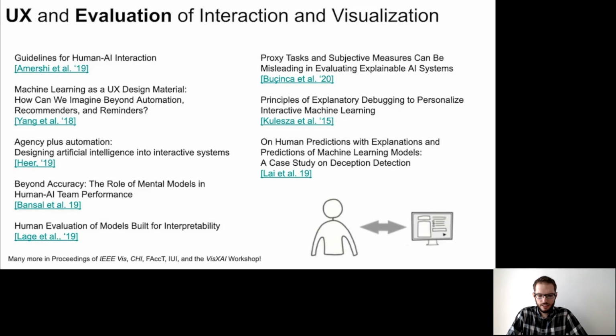Finally, an axis that I haven't talked about too much yet is that of UX and evaluation of interaction and visualization. There are conferences like CHI or FAccT, where the entire focus is on validating different types of explanations or different kinds of methods that people use to make models more trustworthy or to investigate biases. And I've listed a number of papers I enjoy in the slide, which is obviously only a small view into this entire world of human-computer interaction.